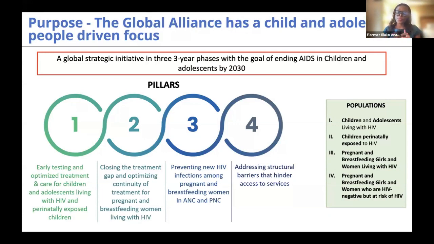Pillar 3 is around preventing new infections among pregnant and breastfeeding children and women. And this is where we are starting now to talk about children of key populations, children of women most at risk of HIV, but not included normally in discussions around pediatric treatment and prevention issues, and also linking the barriers between, the integrating linkages between prevention and treatment to reach women and girls.